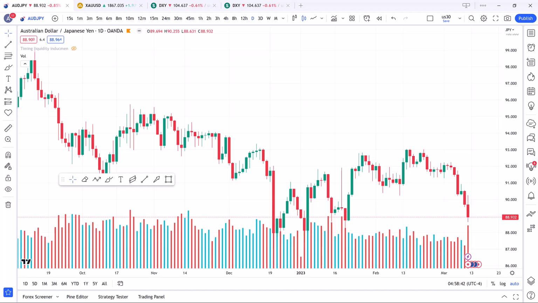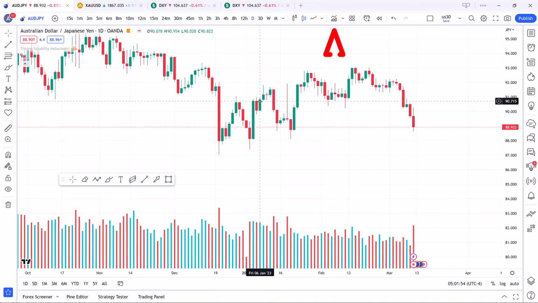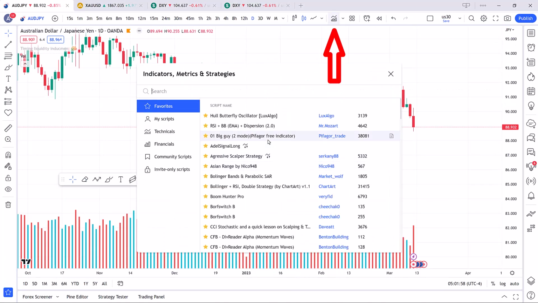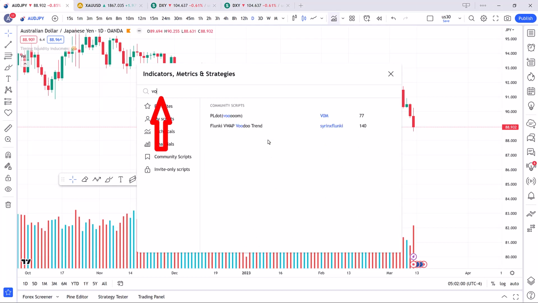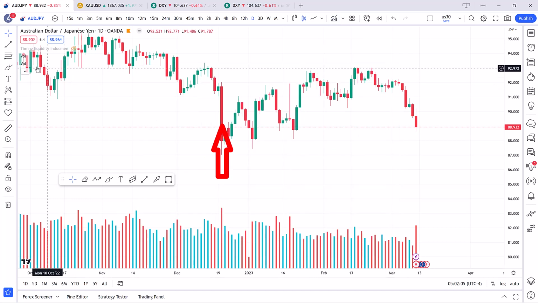Today we are going to talk about bar volume and its spread. What is bar volume? You can go here in the old TradingView and type volume, and you can add this volume, and it is the bar volume.